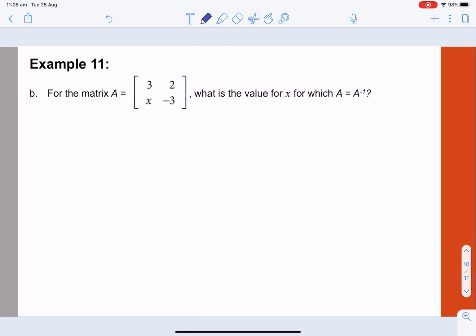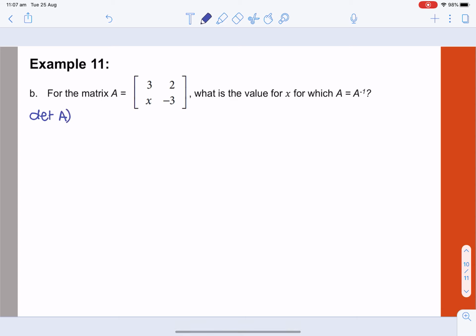All right, last problem. It is a longer problem, but it is our last problem. For the matrix A equaling 3, 2, x, negative 3, what is the value for x for which A is equal to A to the negative 1? So that means that both the matrix and the inverse are equal to each other when we know the value of x. So first of all, we need to find our determinant.